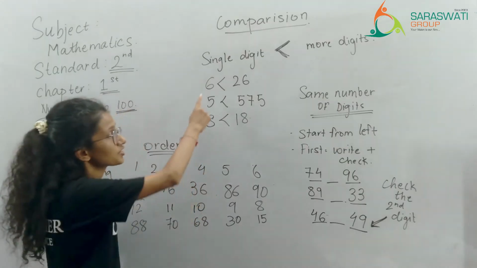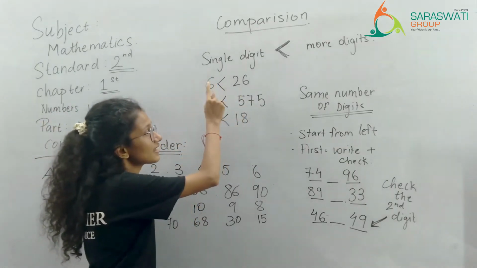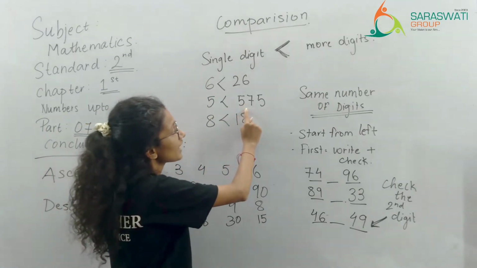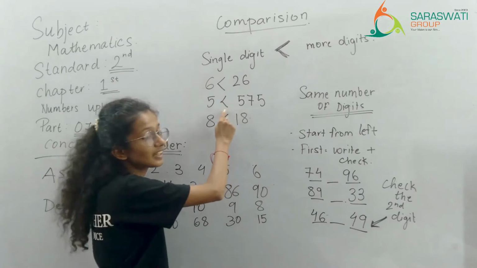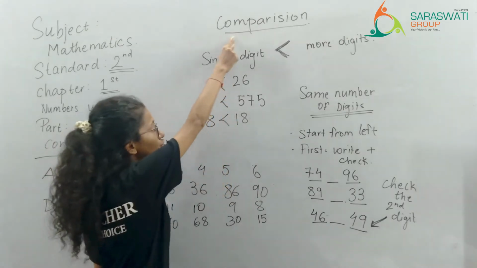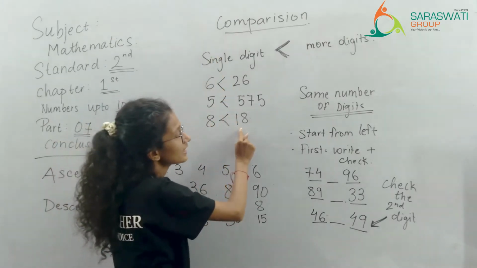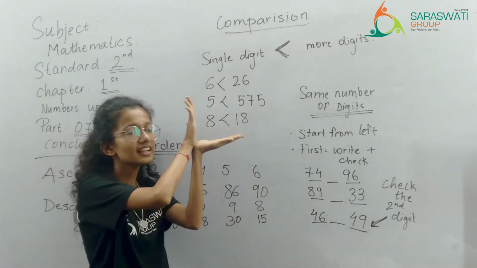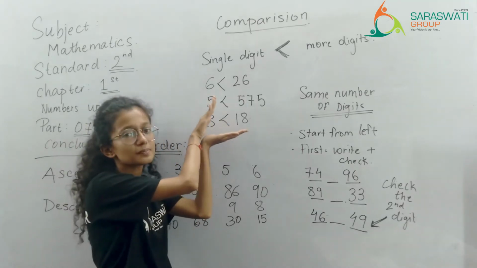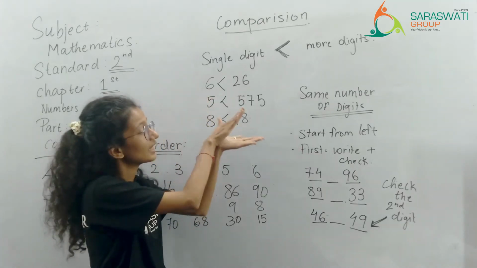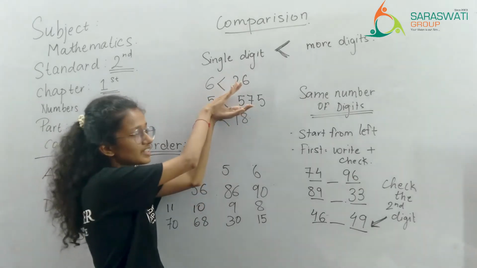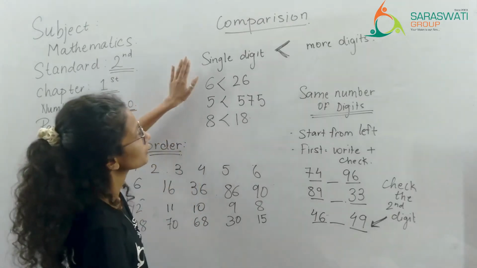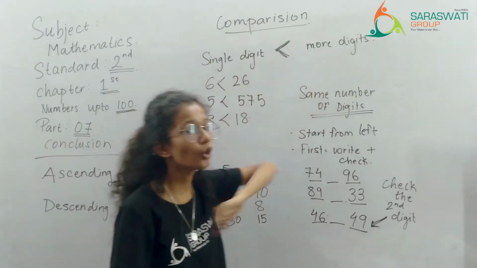In comparison of 6, 26 is greater. In comparison of 5, 75 is greater. In comparison of 8, 18 is greater. Whichever side is greater, the alligator will open its mouth towards the same side. This is a comparison between single digit and more digit numbers.